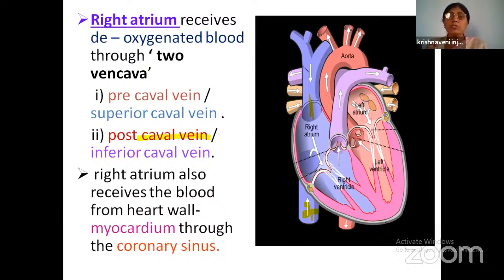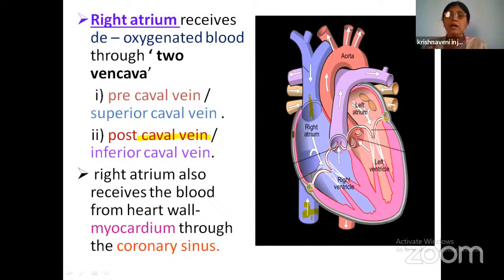The right atrium also receives the blood. This is the right atrium. So it collects the blood from the superior parts and inferior parts by the precaval vein and postcaval vein. But another part is there. It receives the blood from somewhere. Where? The wall of myocardium. Wall of heart, it is myocardium.